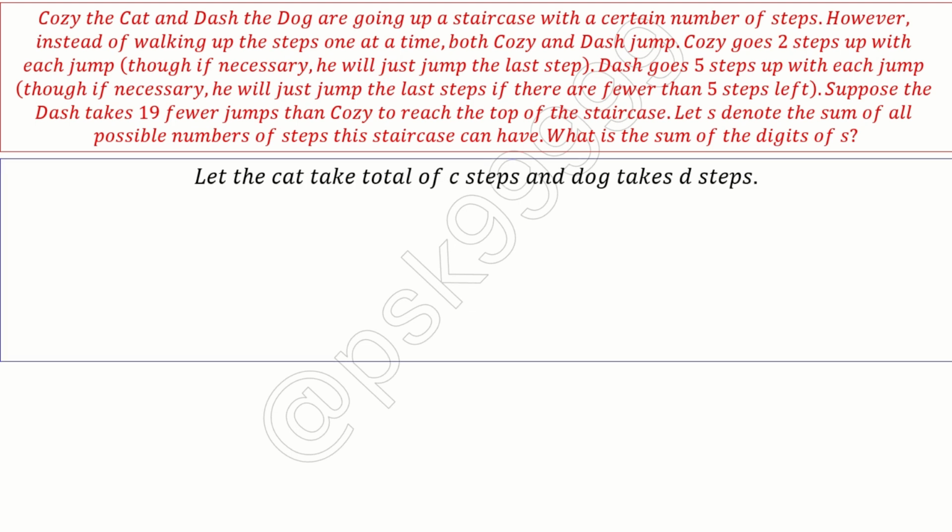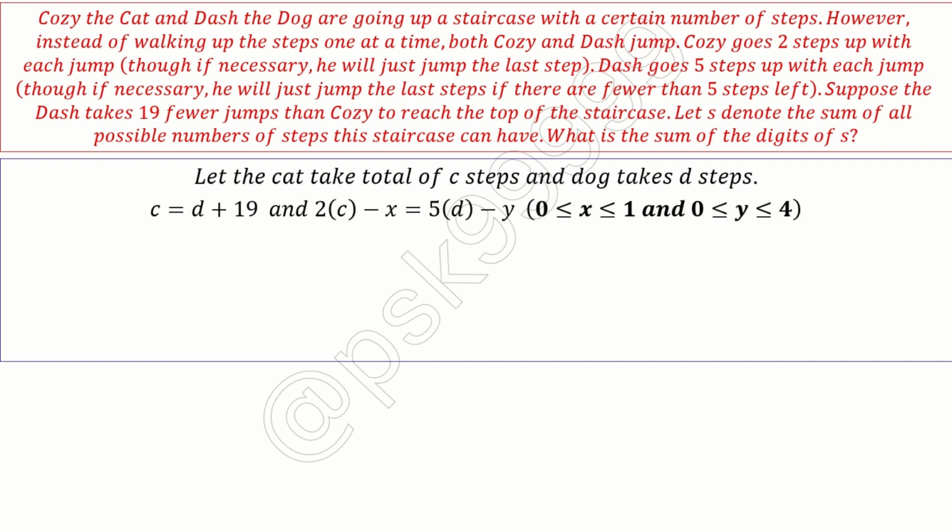So let's see. Let the cat take a total of C jumps and the dog take D jumps. So C is equal to D plus 19. Correct? The dog takes 19 jumps fewer than the cat. So C is equal to D plus 19. Now C into 2 minus X is equal to 5 into D minus Y. What is the meaning of this one?